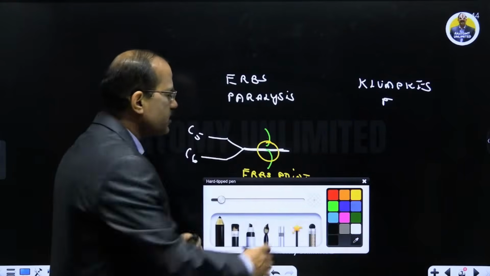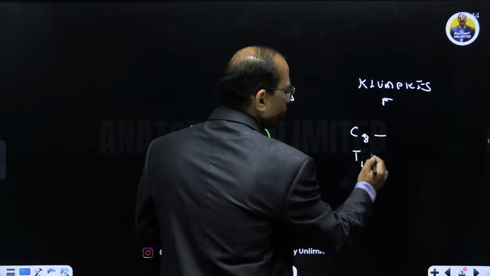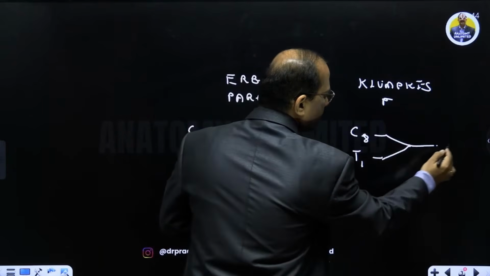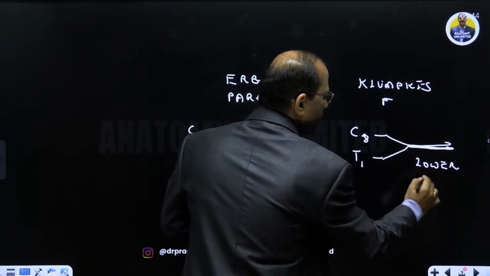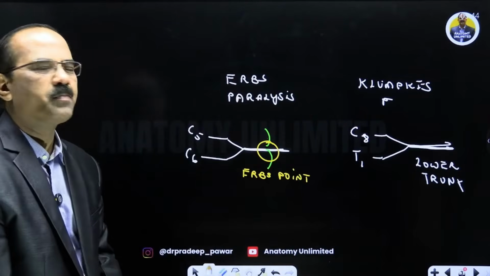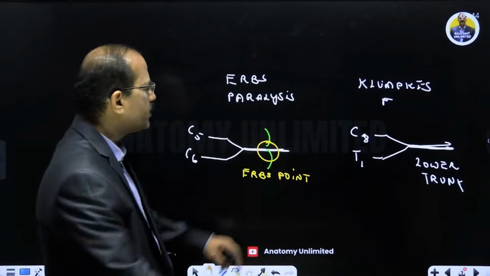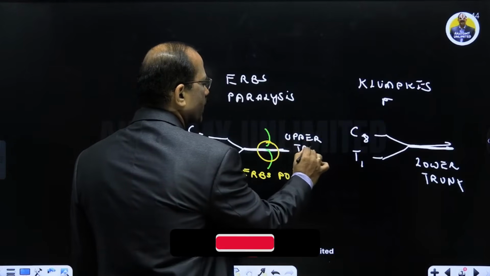So what is Klumpke's paralysis? Klumpke's paralysis, this is C8 and T1 root. And C8 and T1 से बनता है, what is this? Lower trunk, right? That's the lower trunk. So injury to the lower trunk results in Klumpke's paralysis. तो ये है upper trunk. This is the upper trunk of the brachial plexus. And that's a lower trunk.